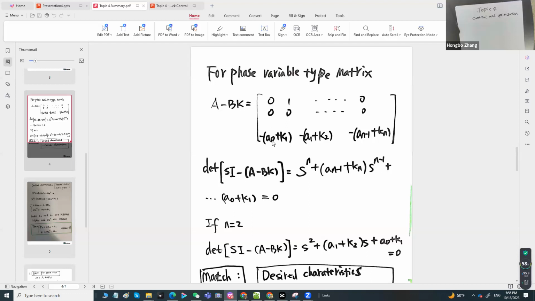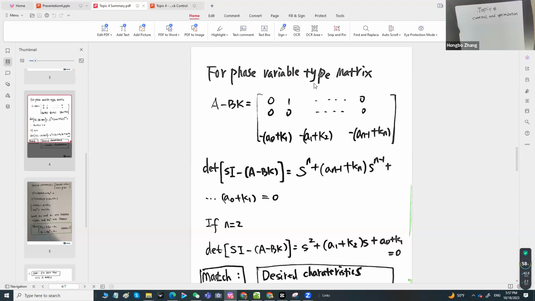If it is a phase variable form, you already know the last column, which corresponds to the first coefficient, Sn minus 1. The first column you consider just a constant, and you already know it. As long as you know the A minus BK matrix, you plug in the coefficients here, and solve K1 to K2, K3, K4, and so on.